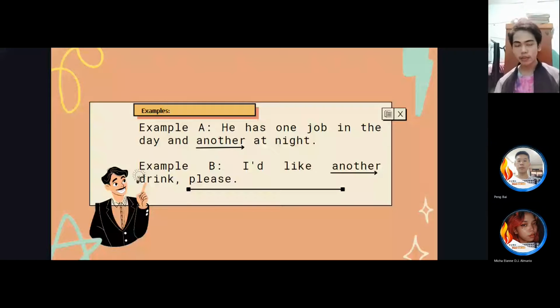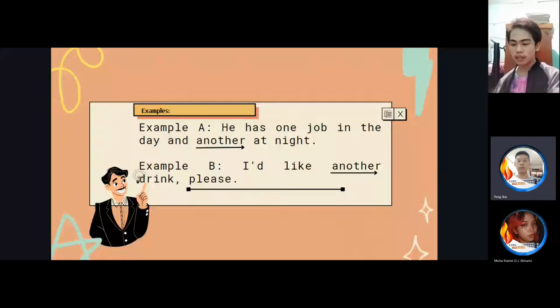No, sir. Why? I believe another in sentence B is functioning as an indefinite adjective and not as a pronoun, because it is describing a particular noun, drink. It means for me that someone wants an additional drink, and yet it is unclear what type of drink it could be. Is it water, an alcoholic drink, milk, juice, or what?